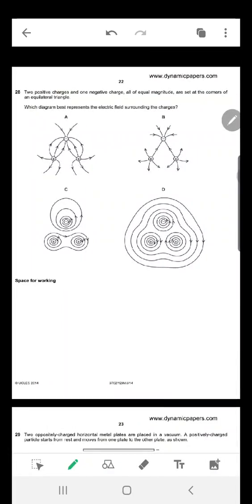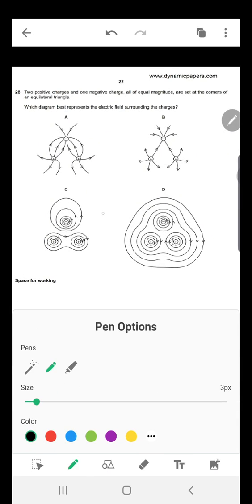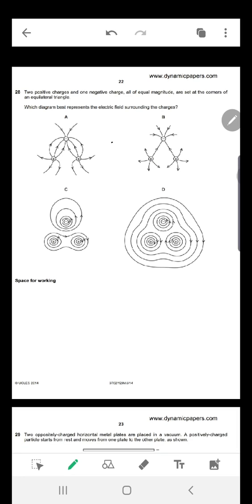Okay. So two positive charges and one negative charge, all of equal magnitude, are set at the corners of an equilateral triangle. Which diagram best represents the electric field surrounding the charges? Okay, so let's start from A. It's positive, it's going out and out. This is negative, coming inside. So, okay, this seems correct.